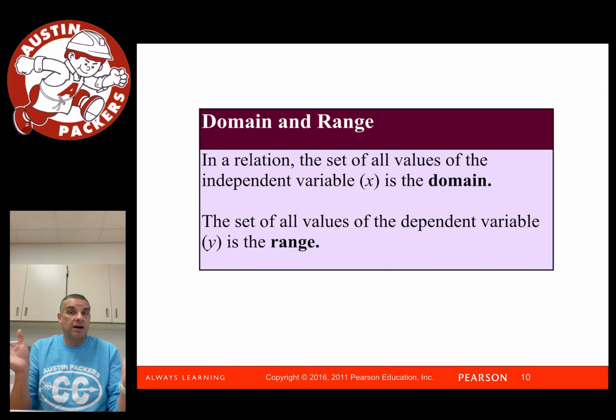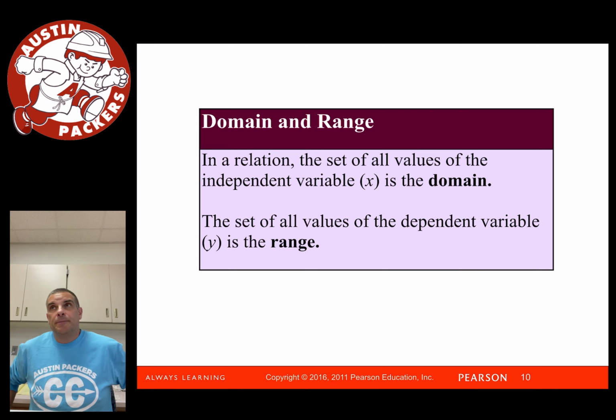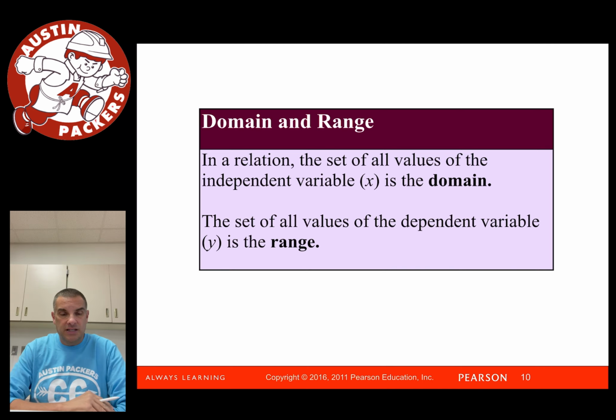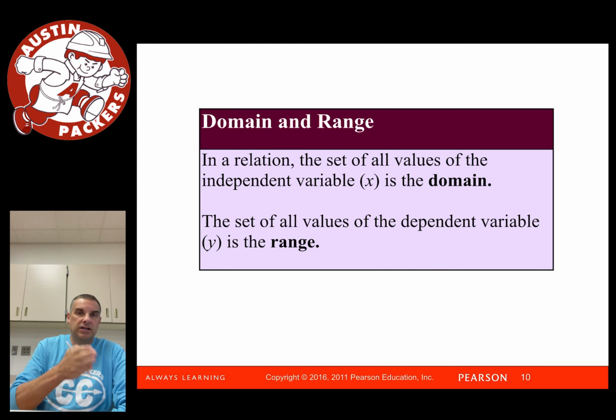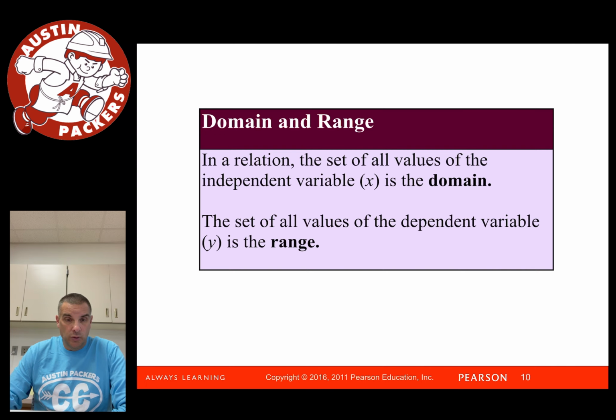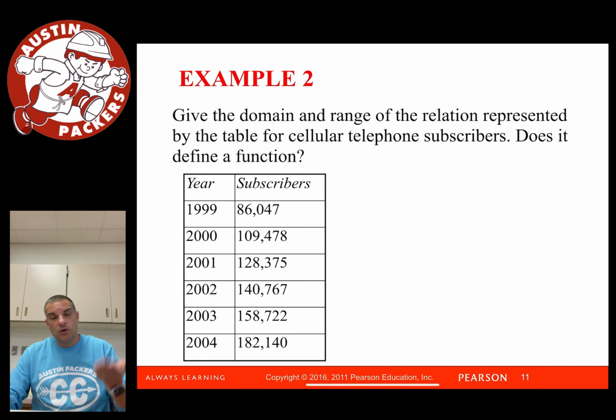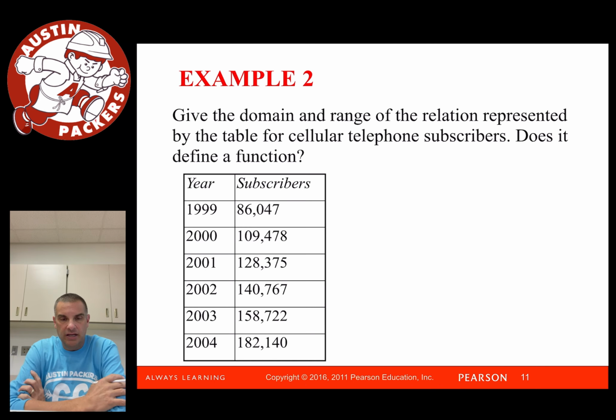It might be a graph, like we've done previously when we talked about interval notation and all of those different types of things. Those different types of things happen as well. But remember, the domain is your input, your x values. Your range is your output, or your y values. So we're asked to list the domain and the range of this relation for this table, and whether it defines a function.